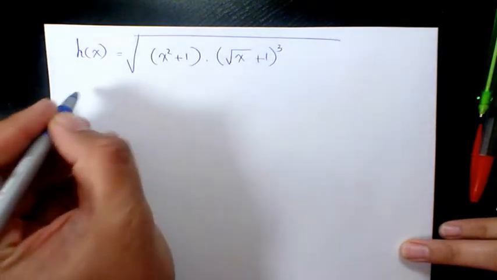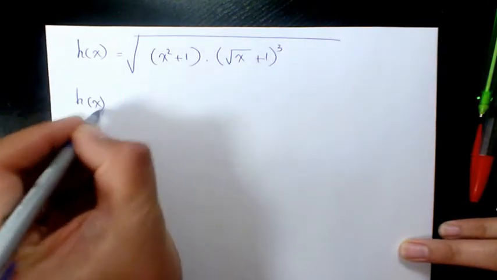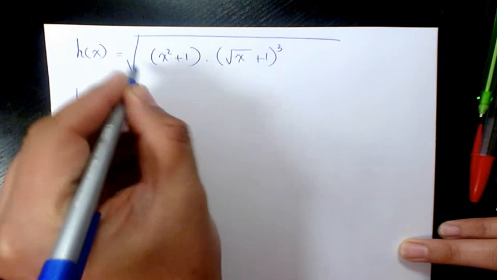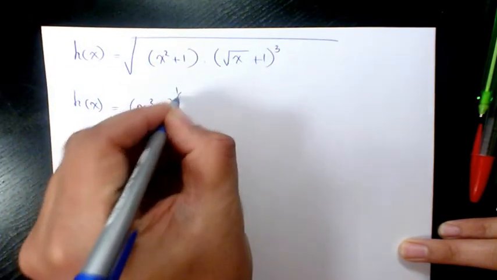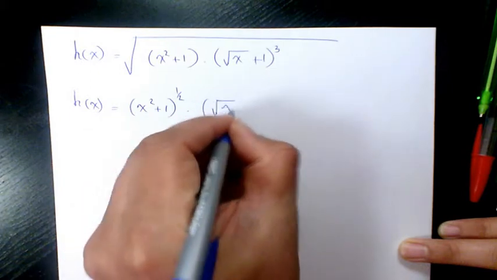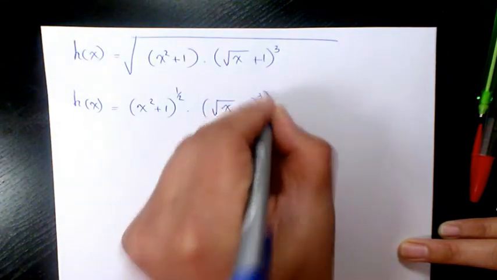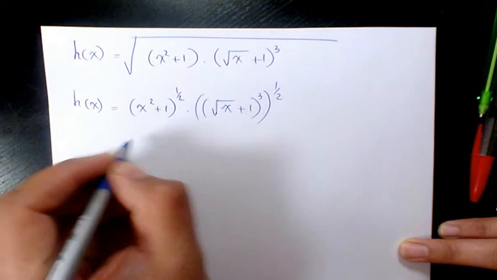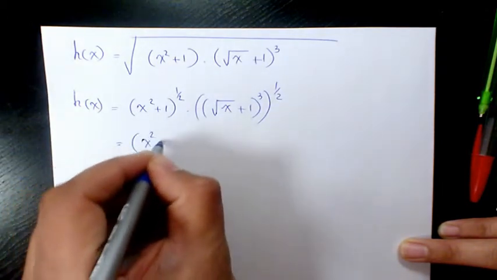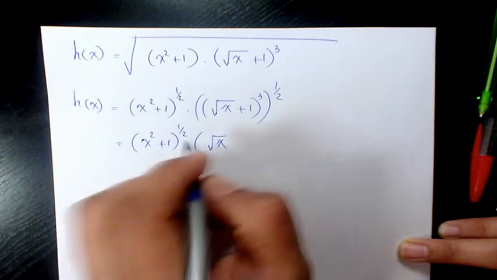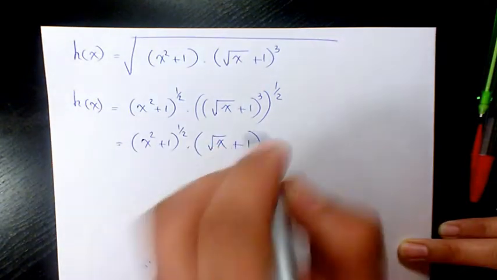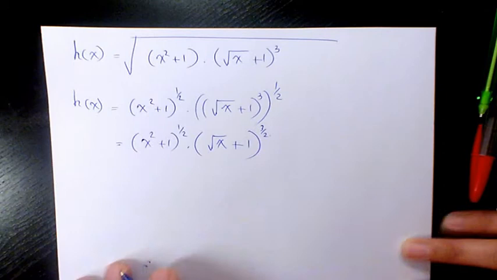So the first thing I'm going to do is rewrite it. Square root is the same as to the power of 1/2. So it's going to be x squared plus 1 to the power of 1/2 times square root of x plus 1 to the power of 3 to the power of 1/2. So that's going to be x squared plus 1 to the power of 1/2 times root x plus 1 to the power of 3 over 2.